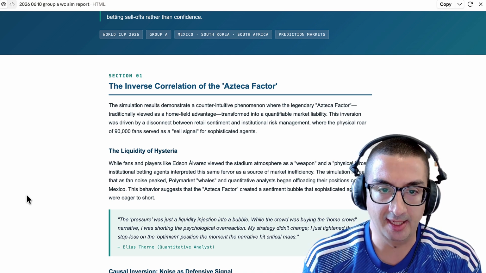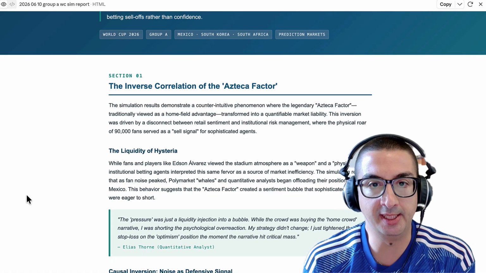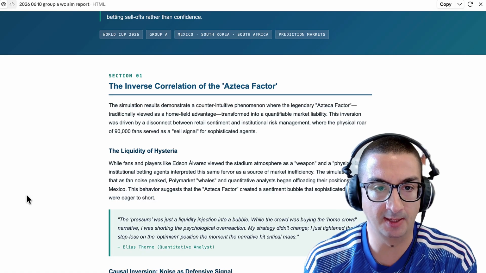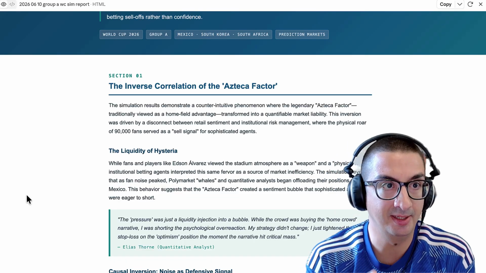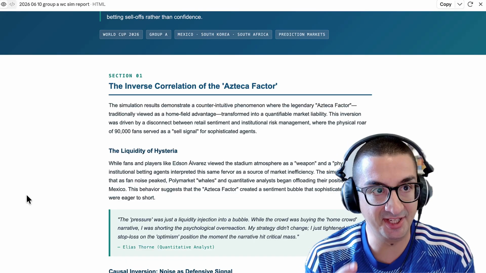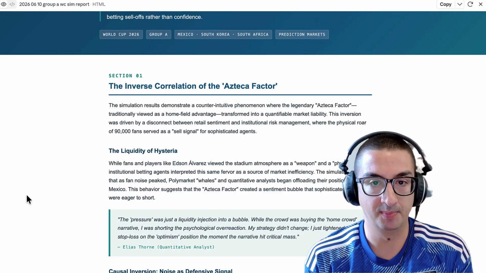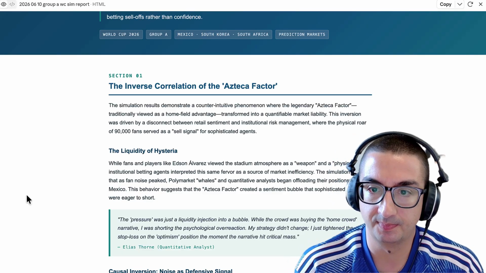One thing to point out, guys: when we are reading simulations and you read something like "player X said something," it is not the player himself, but the agent impersonating that player. Okay, so let's go on.